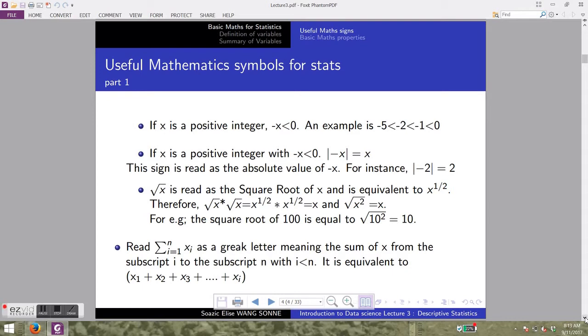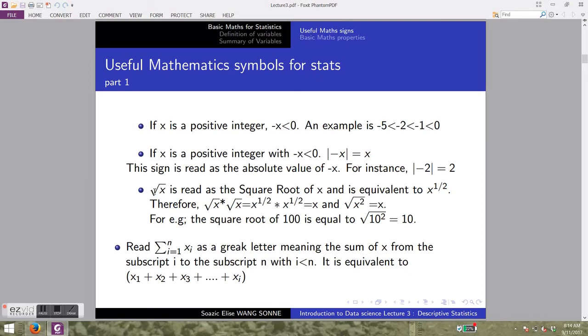Another key mathematical concept which is also important for statistics is the concept of absolute value. Here you can see the two bars, and the bars mean the absolute value. So if you have a positive integer x, therefore minus x is less than 0, and the absolute value of minus x is equal to x. This sign reads as the absolute value of minus x. For instance, the absolute value of minus 2 is equal to 2.